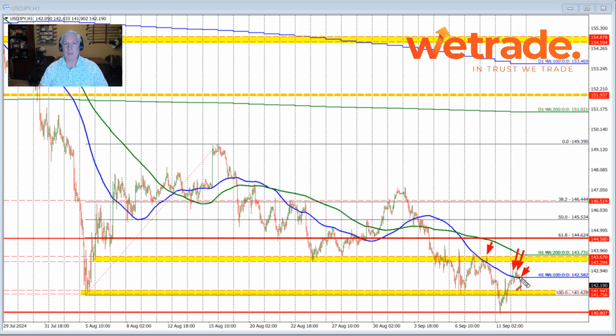We moved back below it after the PPI data and the just dollar selling that we're seeing so far in the early U.S. session. The price has moved back down toward this swing area. The swing area is defined by a number of different swing lows going back to August 5th.